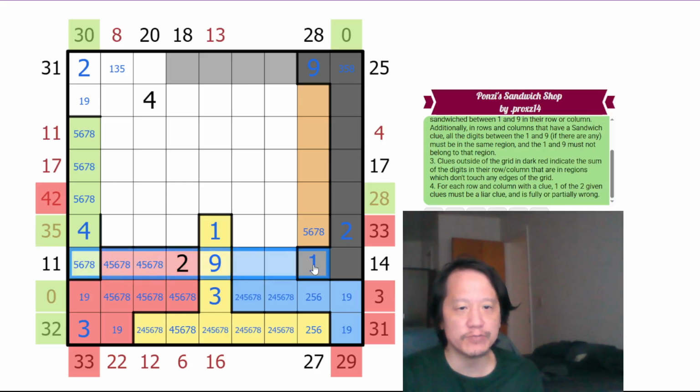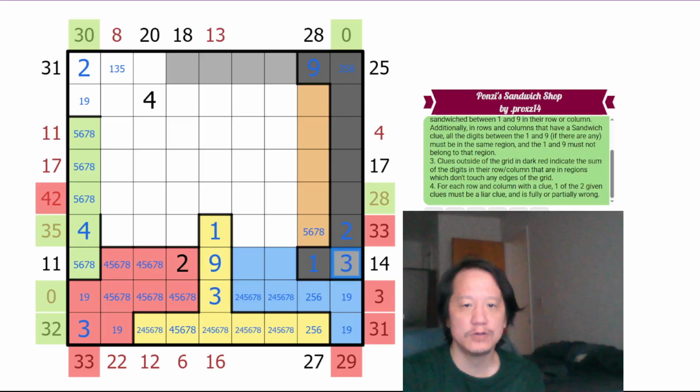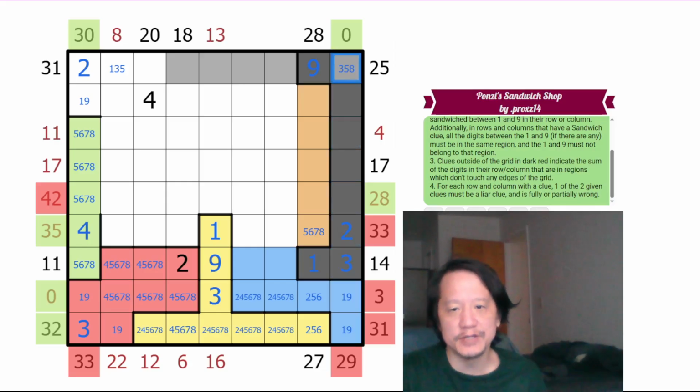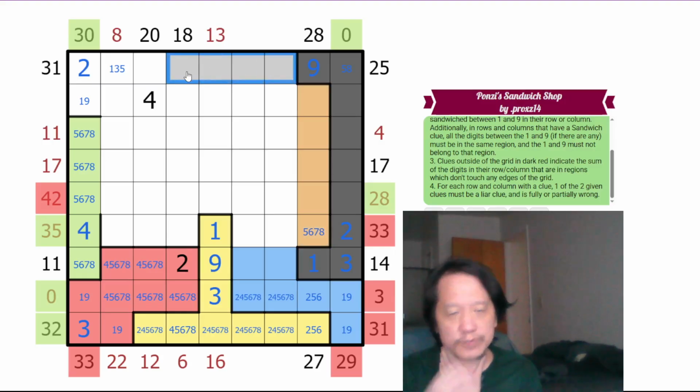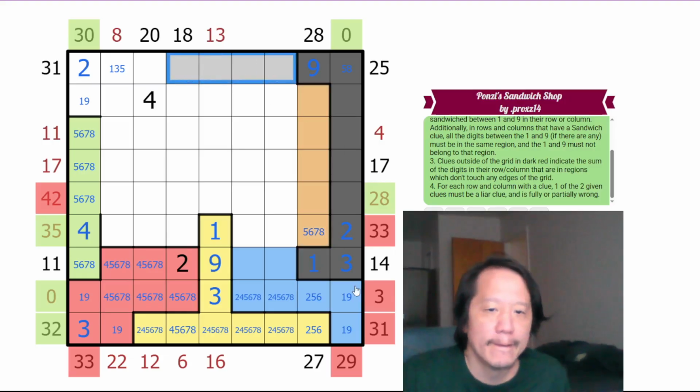Where is the 3 in row 7? It has to be here. So this is 3. That eliminates 3 in the rest of the column. These are definitely different regions. There's too many cells in this region and this region. This can't be 3 because we have a guaranteed 3 in one of these 2 cells here. That is going to be blue.